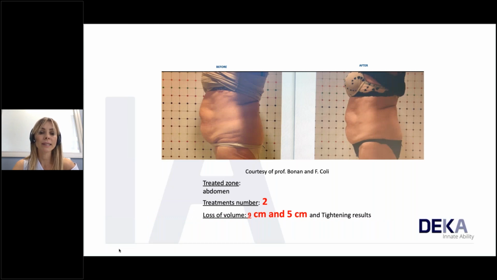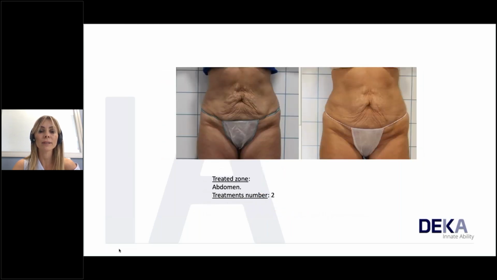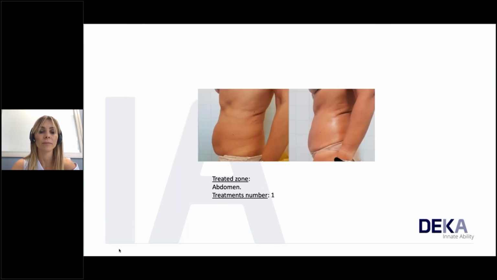Here you can see the reduction in circumference, 9 centimeters and 5 centimeters, and tightening result. Again, the loss of circumference and the improvement in skin tightening after only 2 treatment sessions.